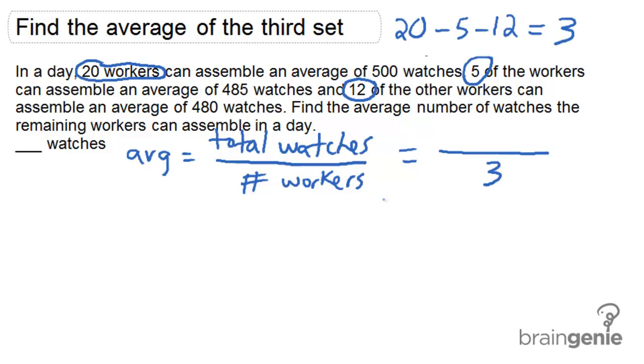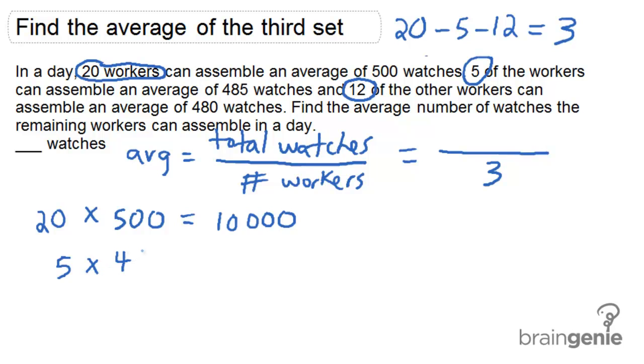So let's figure out how many watches that these 3 workers made. Well, we know that 20 averaged 500 each. So all 20 workers made a total of 10,000 watches. Then the information given said that 5 of the workers made an average of 485 each. So that's 2,425 of those 10,000 watches.